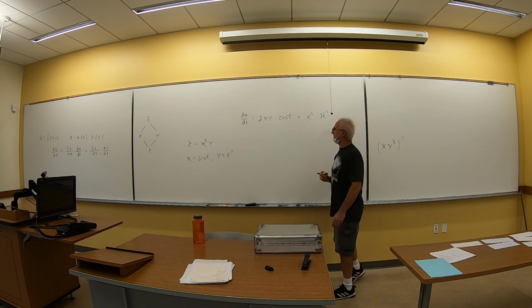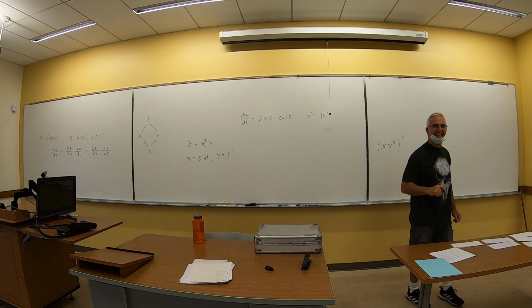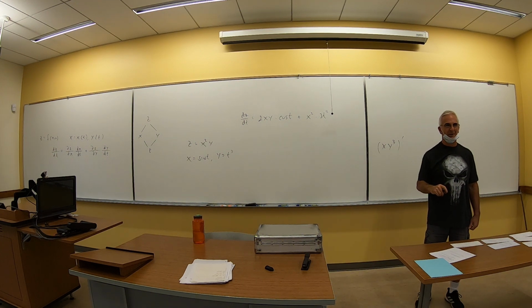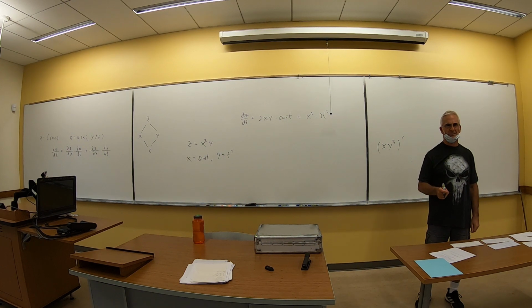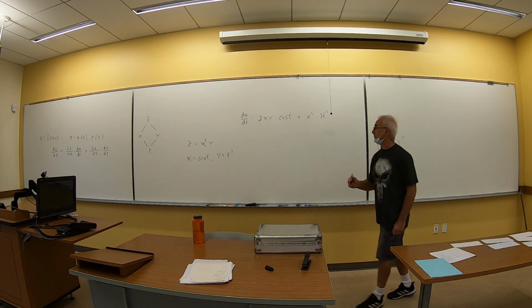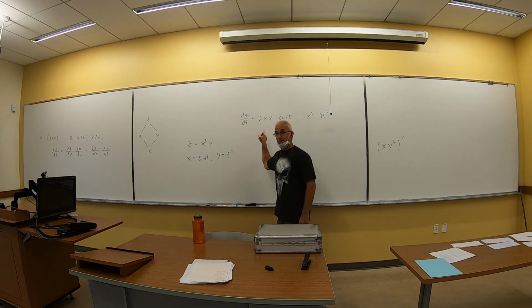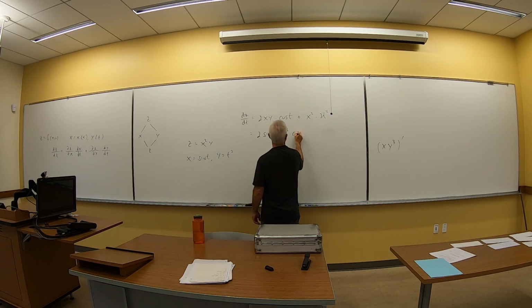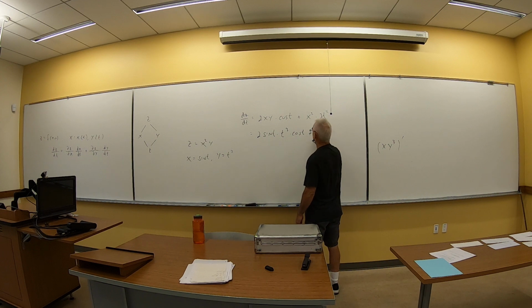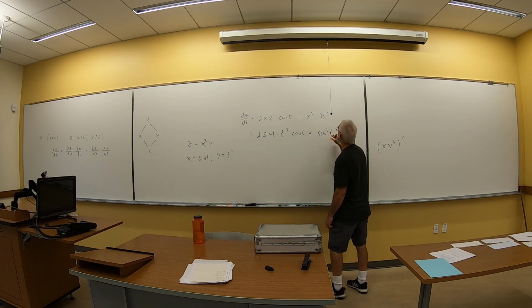Now, I hate this answer. Why? It's correct. Why do we hate this answer so far? Too many variables. Shouldn't my answer be a function of t and t alone? Oh, so what should I do at this point? Substitute. So this would then be 2 sine t times t cubed times cos t plus sine squared t times 3t squared.